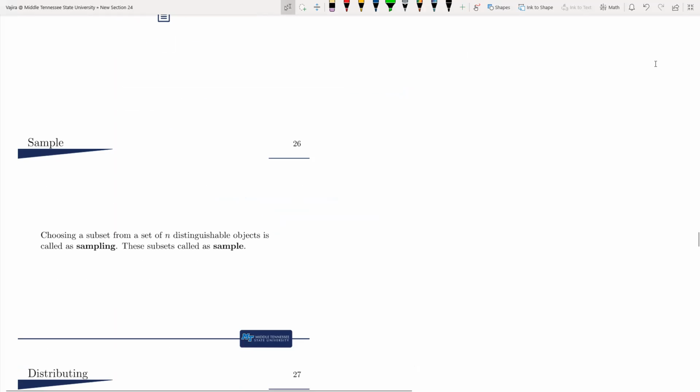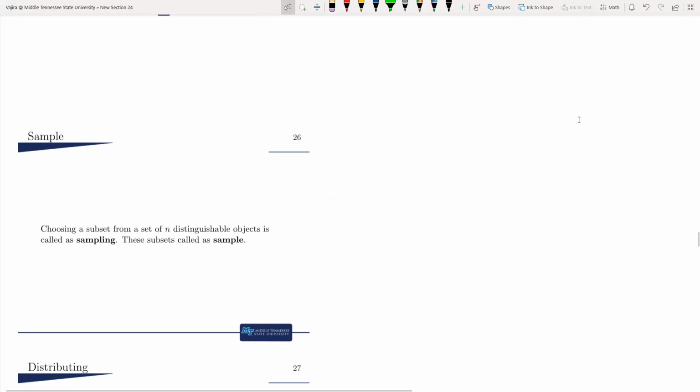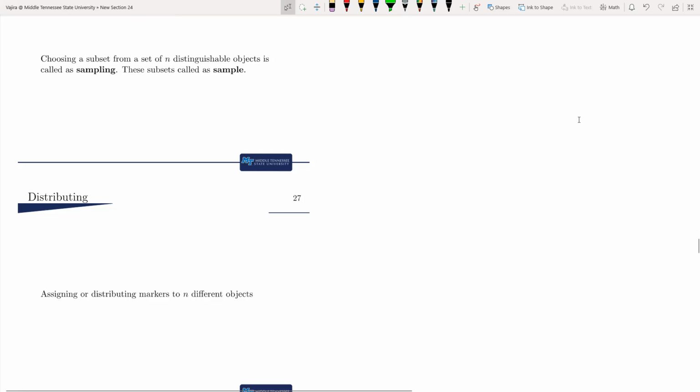So, sampling is defined as choosing a subset from a set of n distinguishable objects. That is called sampling, and that subset is called a sample. Distribution, or distributing, is assigning or distributing markers to n different objects. So the same concept, but from two different perspectives.